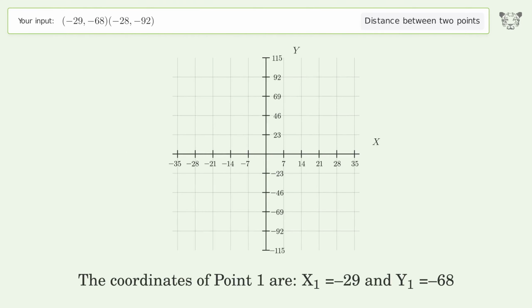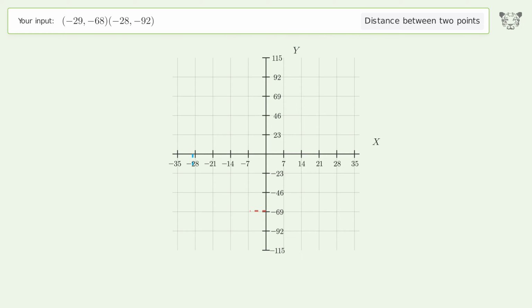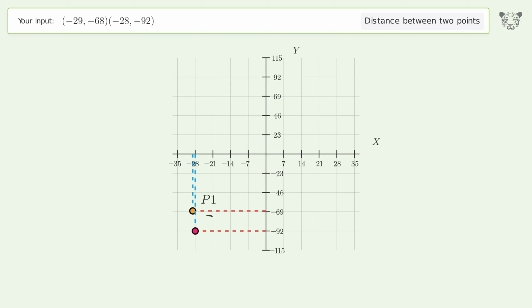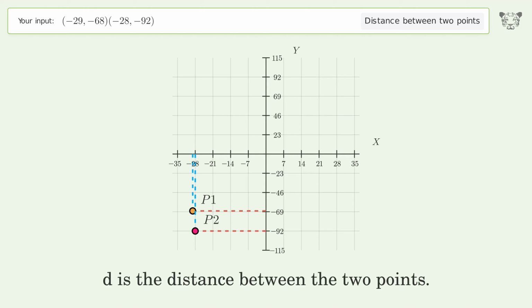The coordinates of point 1 are, x1 equals negative 29 and y1 equals negative 68. The coordinates of point 2 are, x2 equals negative 28 and y2 equals negative 92. D is the distance between the 2 points.